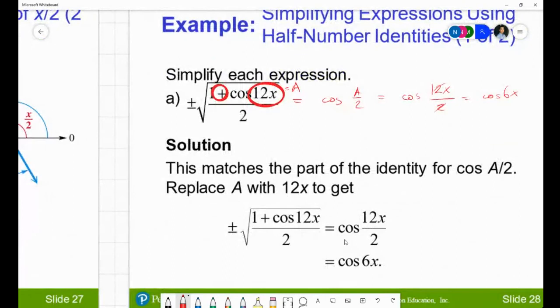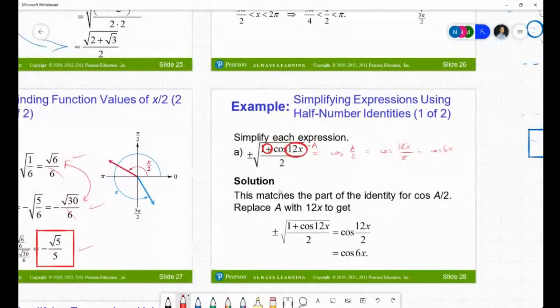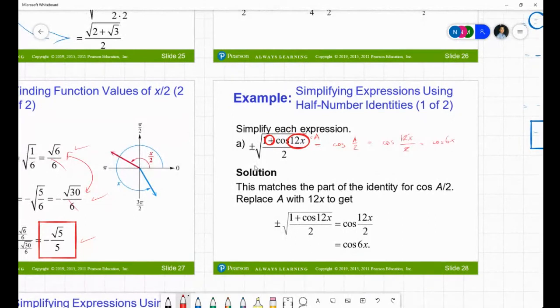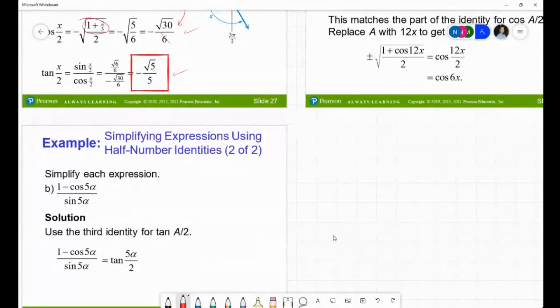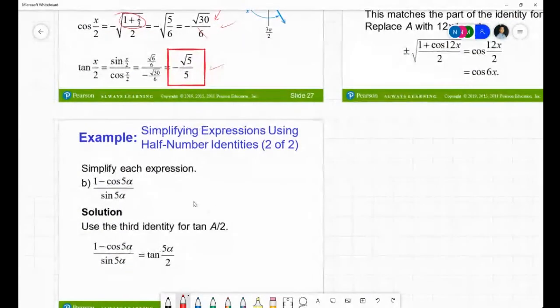Okay, there you go. So this is why it's important for you to memorize these formulas so that you can recognize it. Because if you don't recognize it, you're not going to know where to go. And here we have tangent. And the a here was 5 alpha. So just plug in 5 alpha divided by 2.